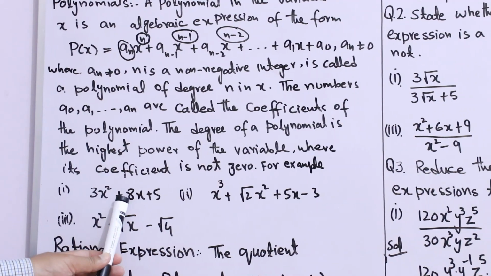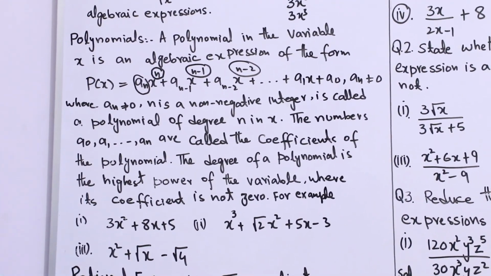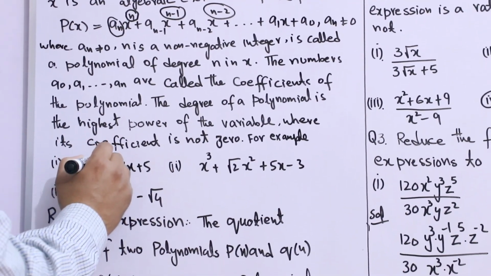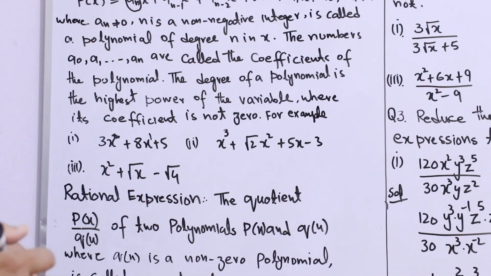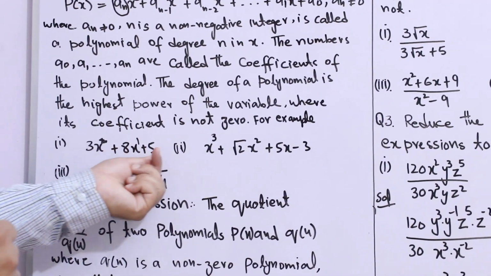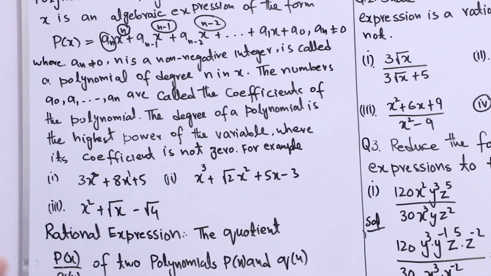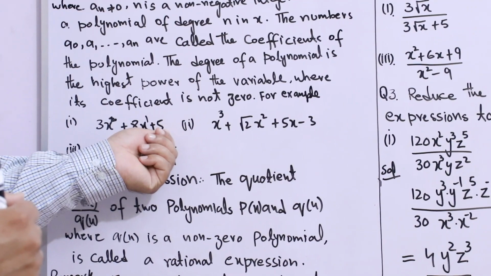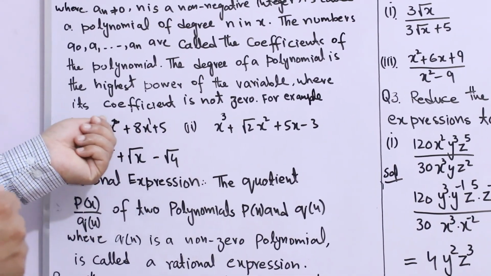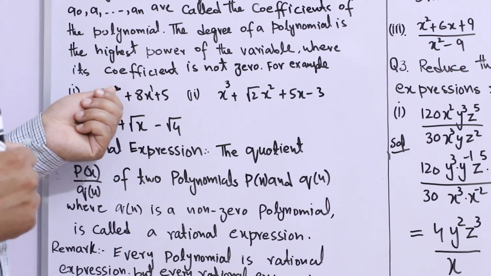3x square plus 8x plus 5. So this is a polynomial. Why is this a polynomial? Because here this is power 2, this is power 1, and throughout this expression the power is a non-negative integer. So this is a polynomial. The highest power is 2, so this is a polynomial of degree 2.